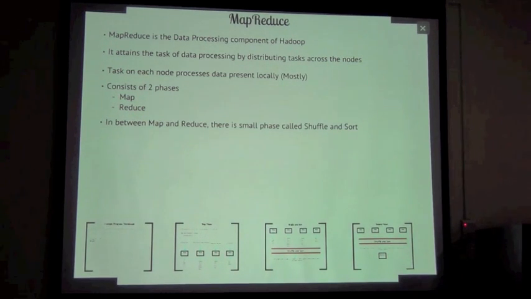MapReduce is the data processing component of Hadoop. It achieves data processing by distributing tasks across the nodes. Each task on a node processes data that is local. We saw that example where each one was only processing data that was with its data node. Typically you would not use data which is on the network, only on the local machine. It consists of 2 phases, map and reduce. Somebody answered it correctly. In between map and reduce, there is a small phase called sort and shuffle. We'll look at map and reduce, and probably play one more real world exercise, so a few volunteers be ready to come over in some time.